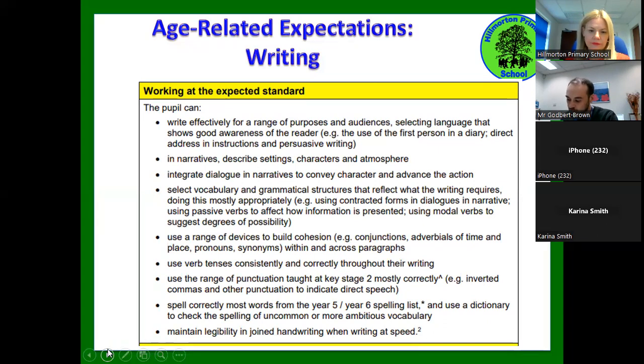And for this one, you've got working towards the expected standard, working at the expected standard, or working at greater depth within the expected standard. So there are different levels to this one, but working at the expected standard is the main area we're aiming for, and then some children will be working at that greater depth standard.